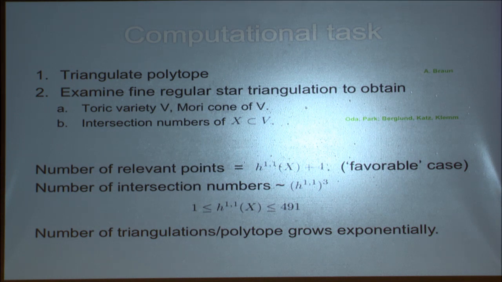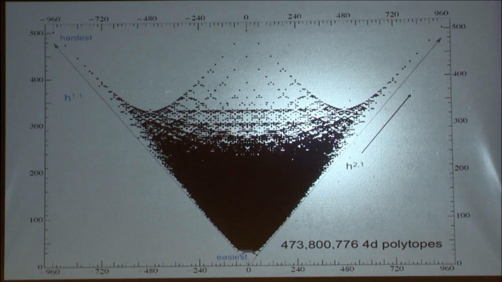So what we have to examine is not just a triangulation of a polytope, but all the triangulations. Because in principle, every new triangulation could give a new geometry. And that's why we should study the number of all of the triangulations of these polytopes. The thing is, here, the number of points you have to include is large, the number of intersection numbers is large. That's just for one triangulation. Then there are exponentially many triangulations per polytope, all of which we should, in principle, get some measure for. Okay, so that's the task ahead, and it's a little tough.